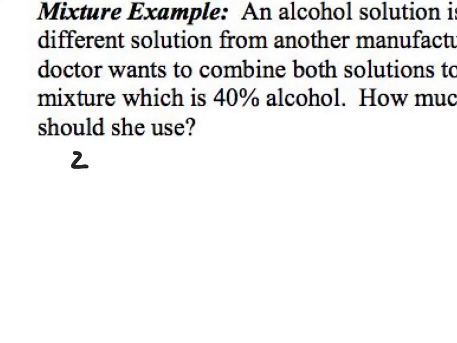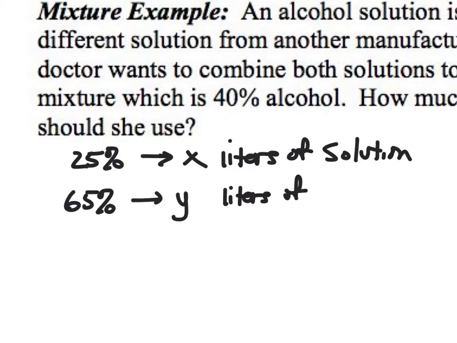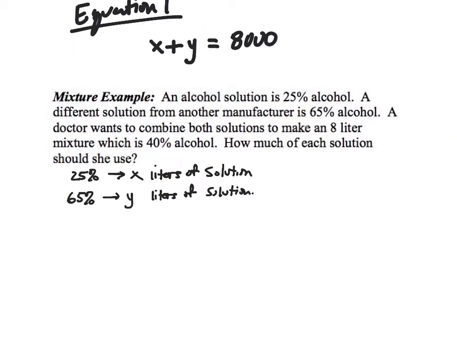I have 25% alcohol. We're going to call that X, okay? And this is X liters of the solution of 25% alcohol. Okay, we also have 65% alcohol, and we're going to call that Y, okay? And this is going to be liters of solution, okay? Now, what I want to do is combine, in my first equation, I want to add this number of liters of solution of 25% alcohol to the other Y liters of solution of 65% alcohol, and I want to get 8 liters, okay?